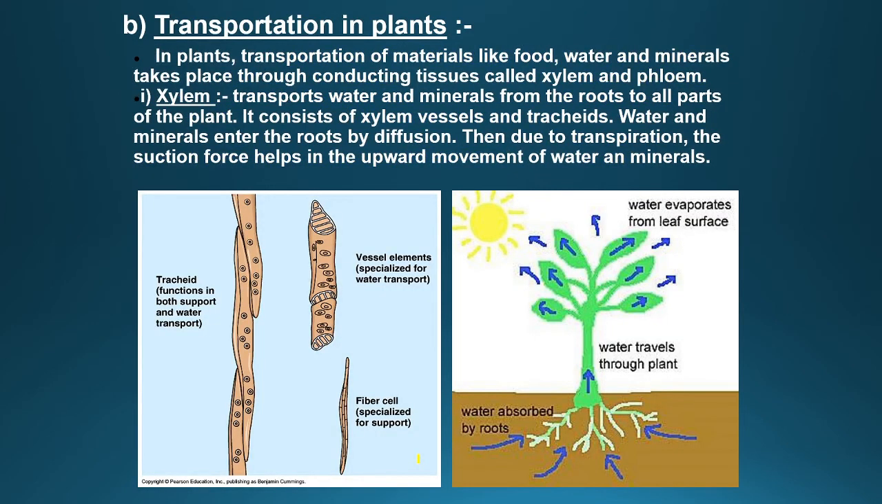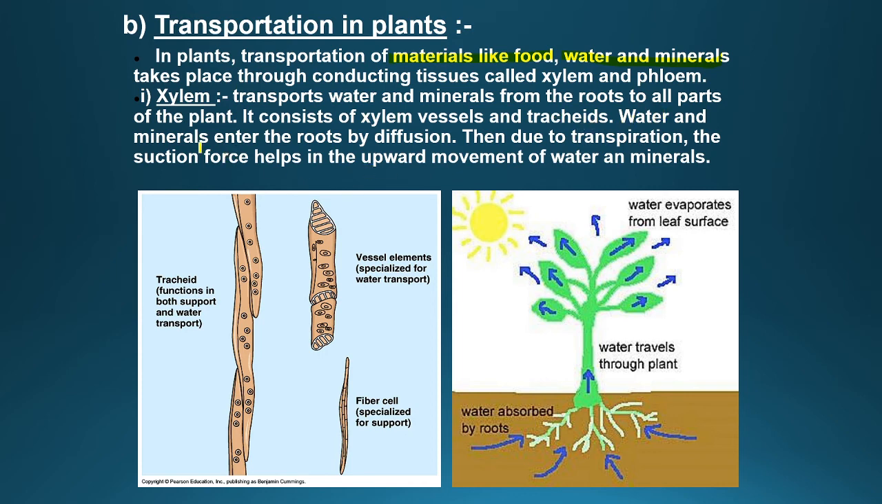Yes, the next one is transportation in plants. In plants, transportation of materials like food, water, and minerals takes place through conducting tissues like xylem and the phloem. The xylem transports water and minerals from the roots to all parts of the plant, as you know. It consists of xylem vessels and tracheids.